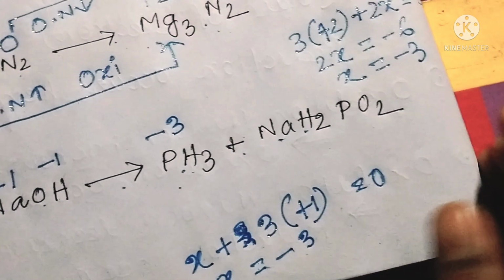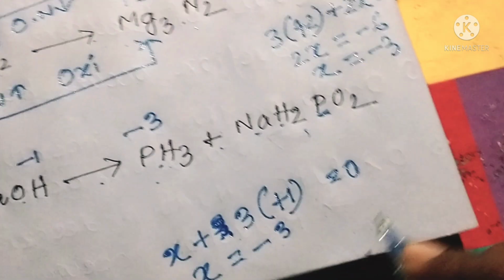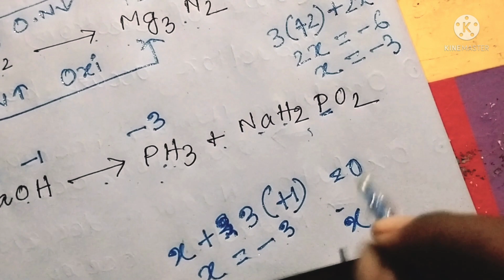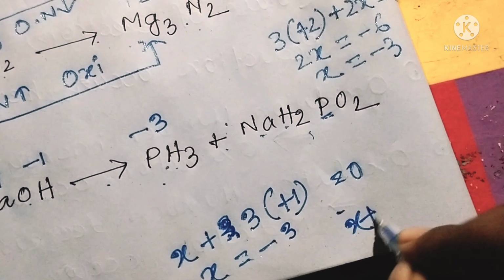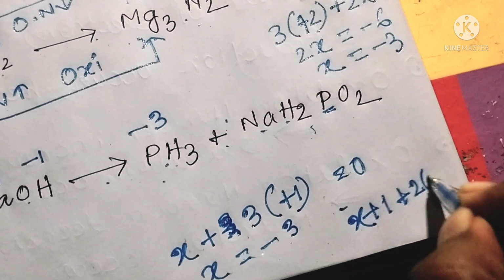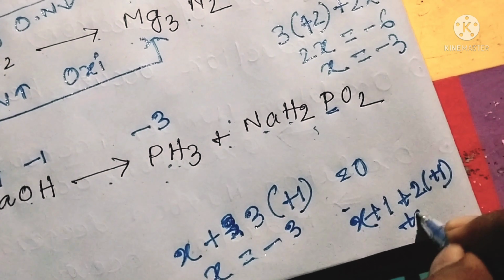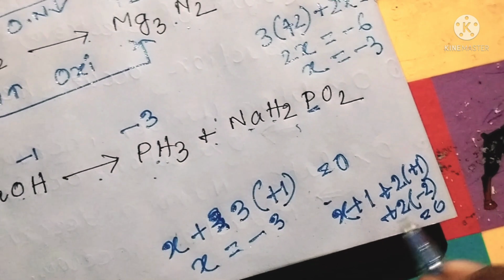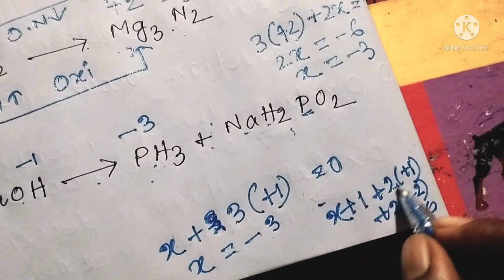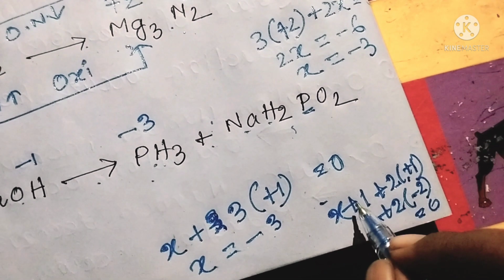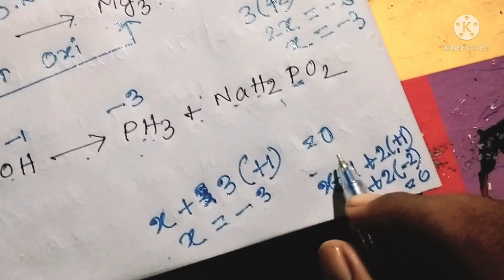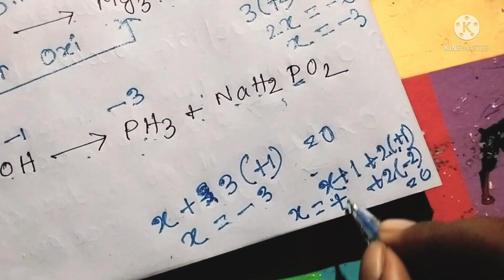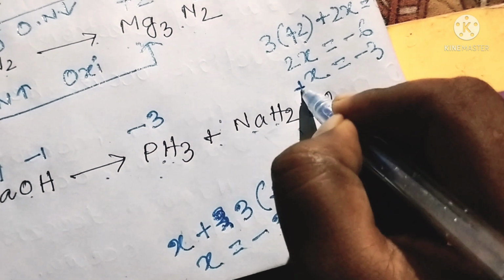And for this phosphorus, what is the oxidation number? x plus 1 plus 2 into +1 plus 2 into -2 equals 0. So -4 plus 2 minus 2 plus 1 minus 1 minus 1 plus 1, x equals +1. So the oxidation state is +1.